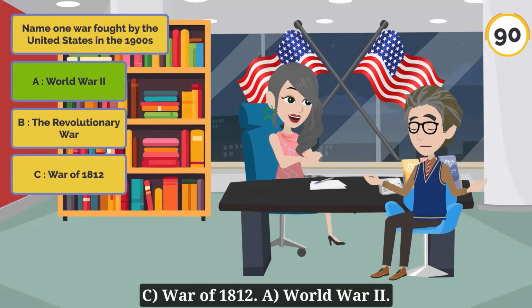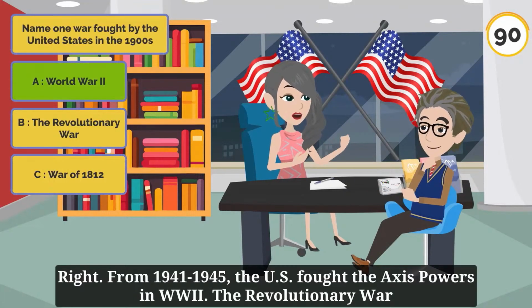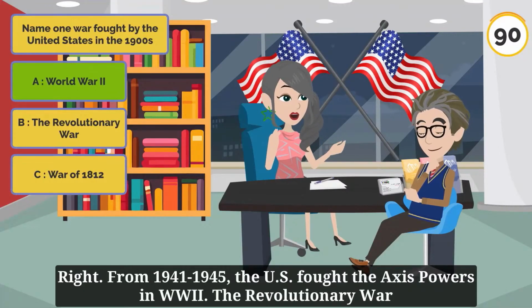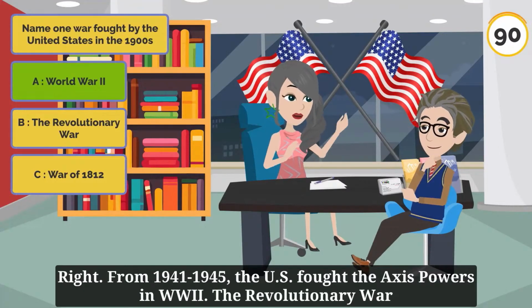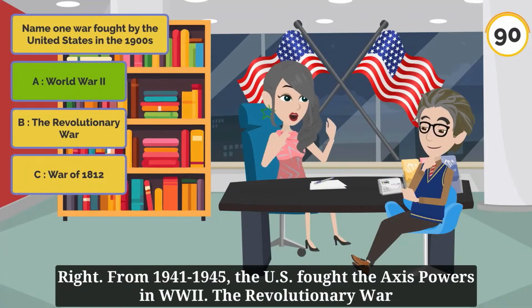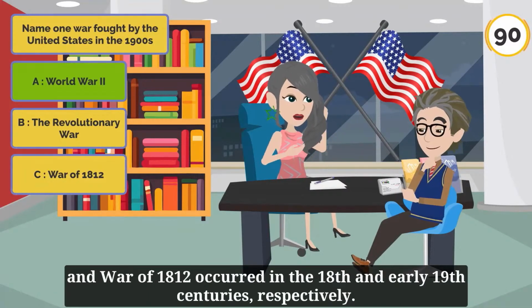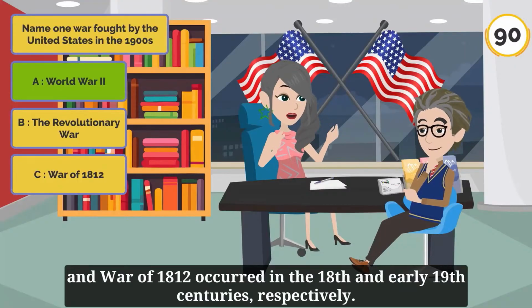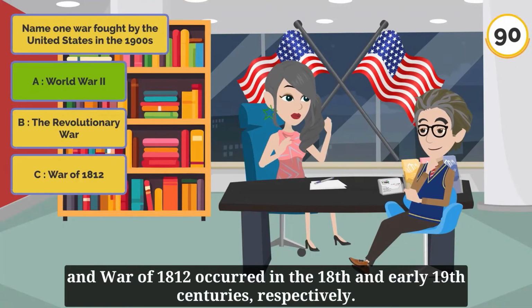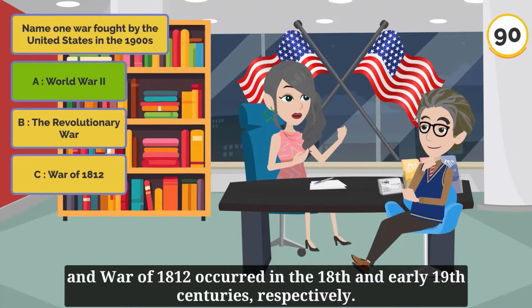World War II. Right. From 1941 to 1945, the U.S. fought the Axis powers in World War II. The Revolutionary War and War of 1812 occurred in the 18th and early 19th centuries, respectively.